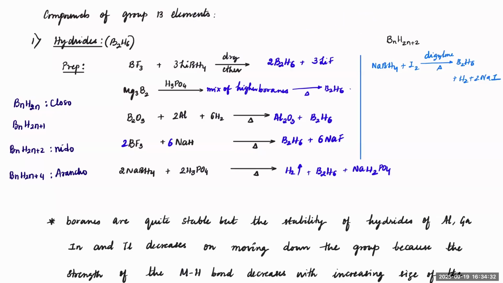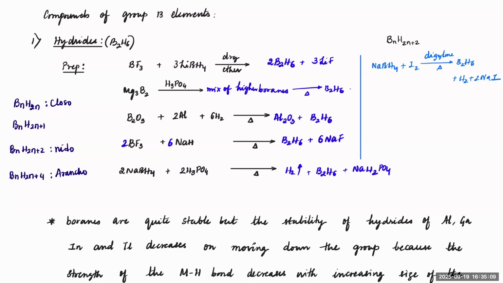Similarly, magnesium boride, when it reacts with H3PO3, will give you a mix of higher boranes, correct? Because here boron has a negative charge now, that will take H plus from acids and convert into a mix of higher boranes. See, it is not only B2H6, beta, it can keep on combining with any ratio of hydrogens. Correct? Clear?